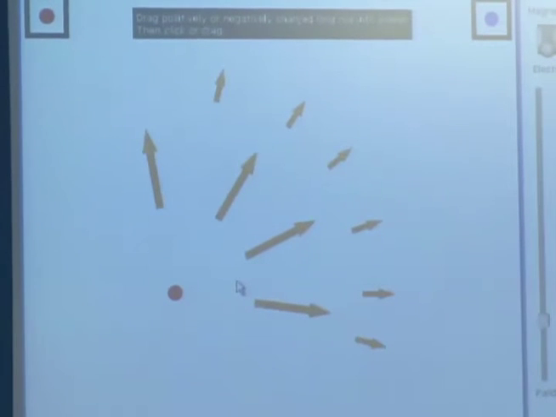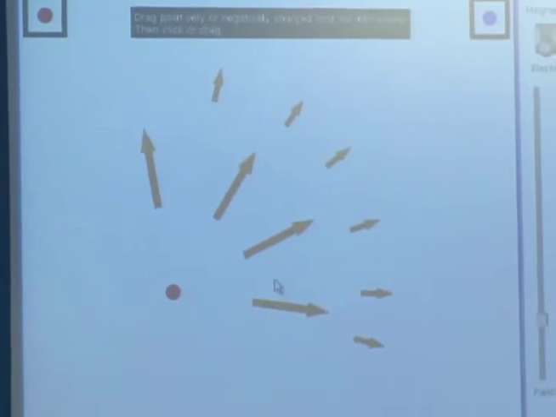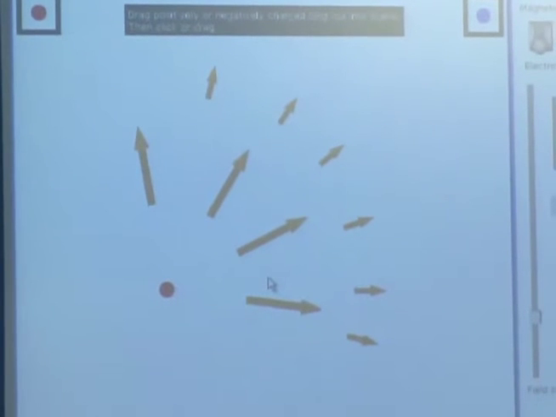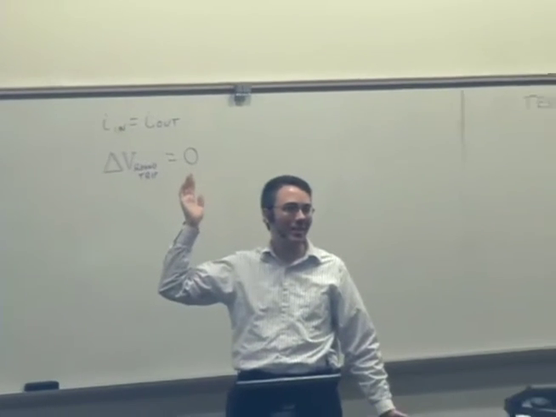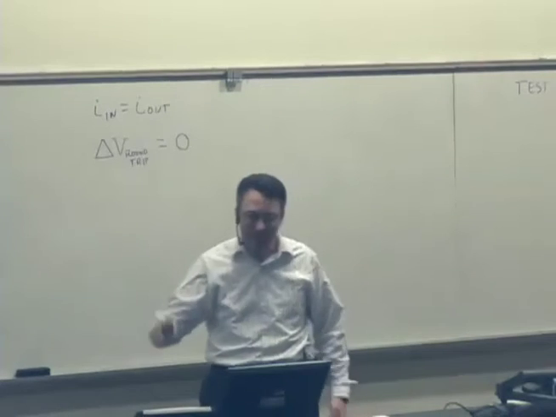Then I can think about a path, choosing a path over which to calculate a potential difference. And if my path goes in the same direction as the electric field, I should get what sign for delta V? A little review here. You should go negative. Yes, you should go negative, right?